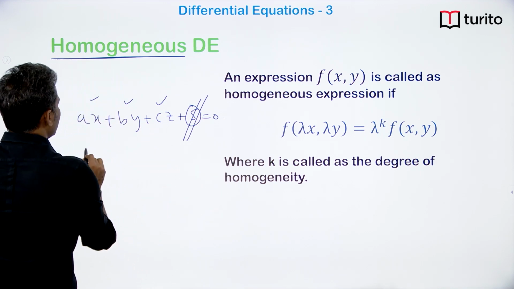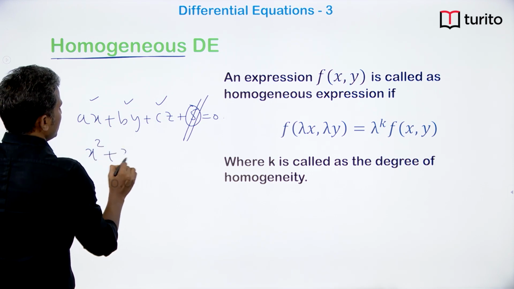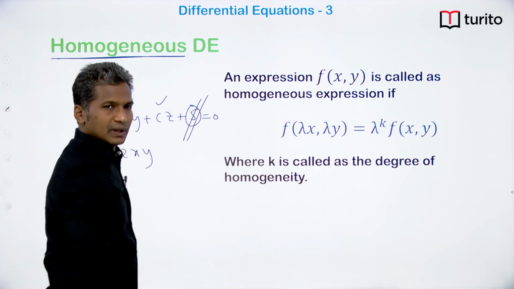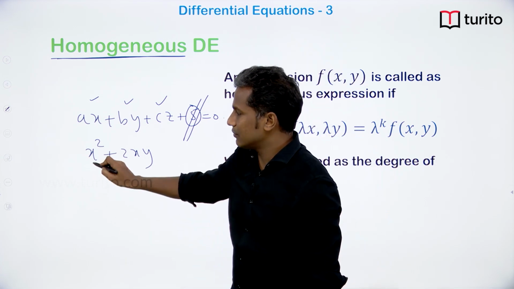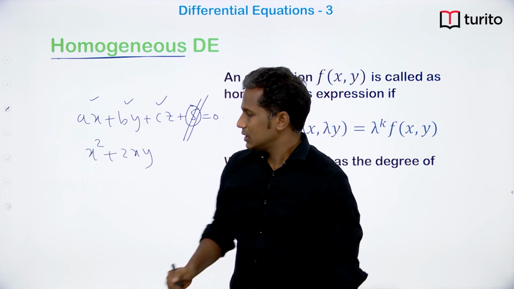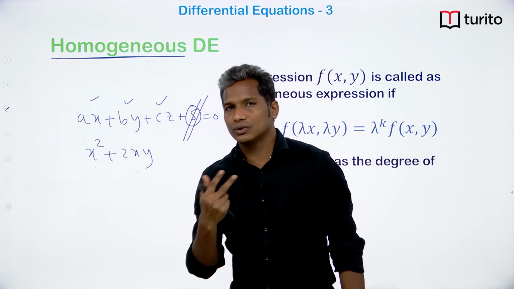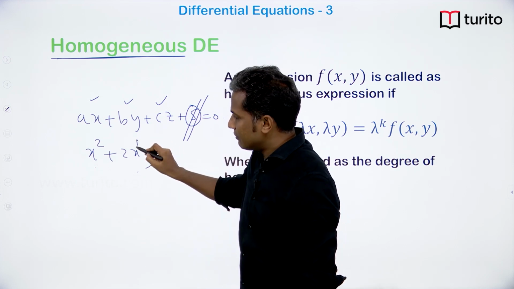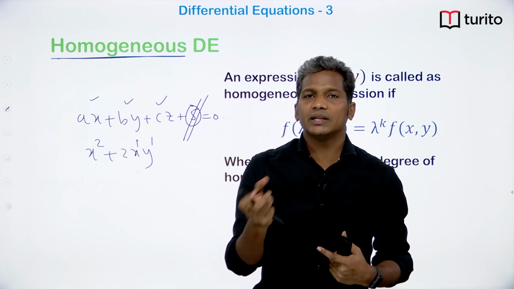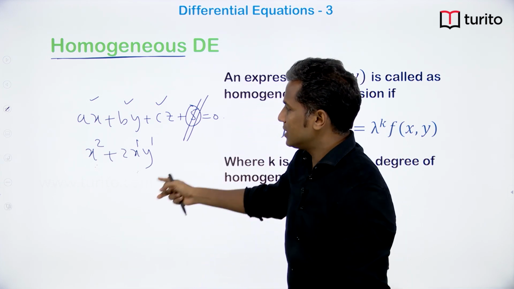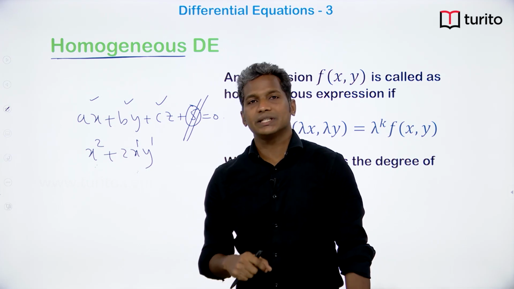Now, suppose I take an expression x square plus 2xy. Is this a homogeneous expression? If you check the degree of the first term, it is 2, degree of the second term is also 2, because x has degree 1, y also has degree 1. So, effective degree of the second term is 2. So, hence this expression is also a homogeneous expression.